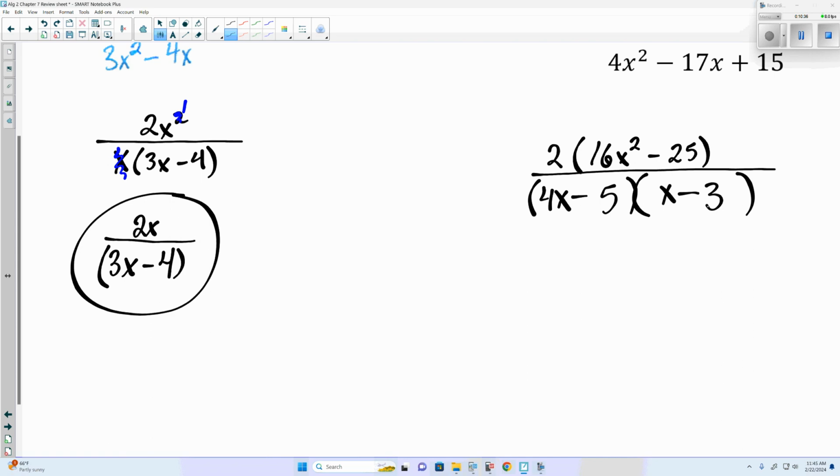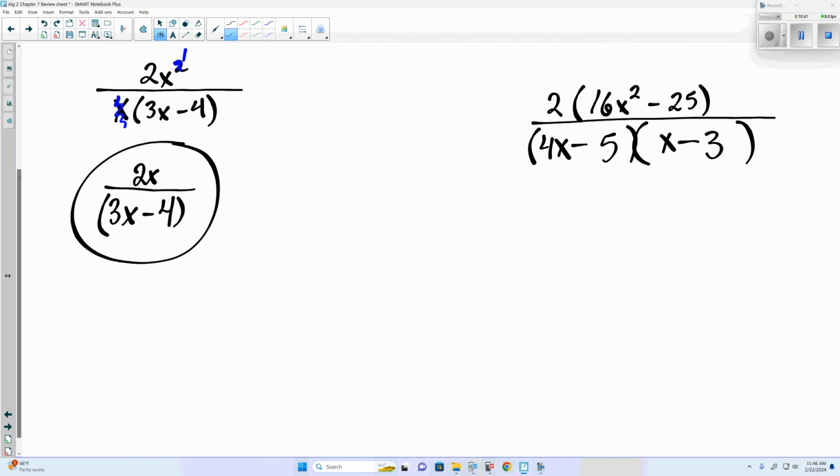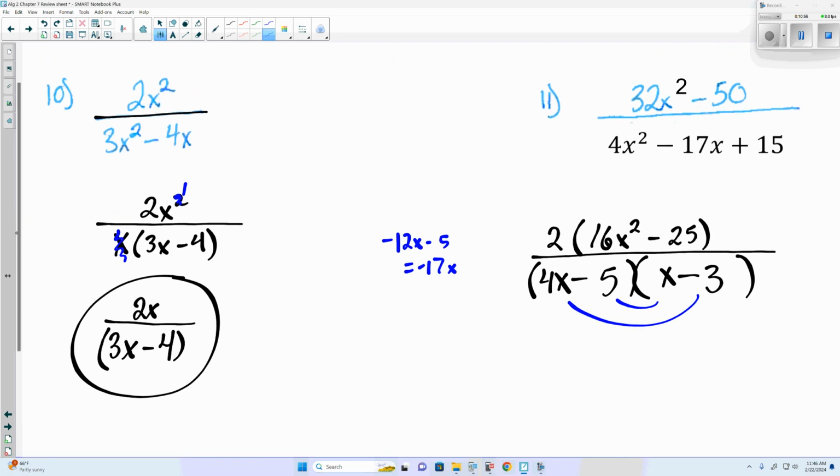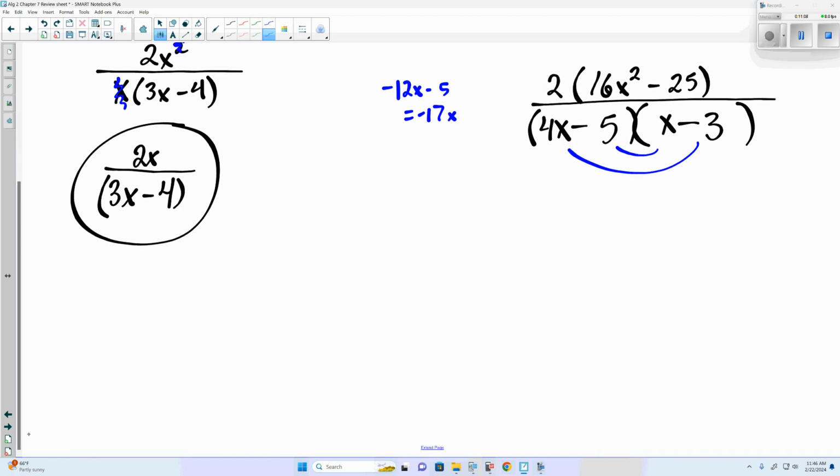Now, it seems like an odd way to set this up, but if we check this here, 4x times negative 3 is negative 12x. Negative 5 times x is negative 5x, giving us negative 17x. Well, the middle term is indeed negative 17x, so that does work. Any question on this here before we finish factoring the numerator?